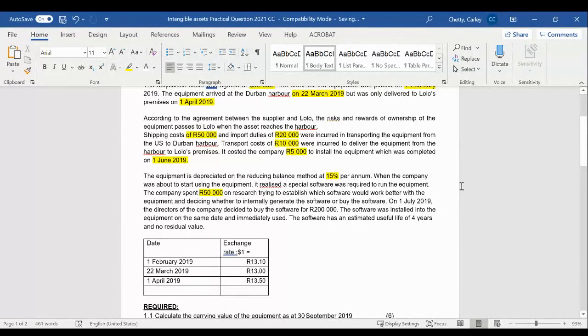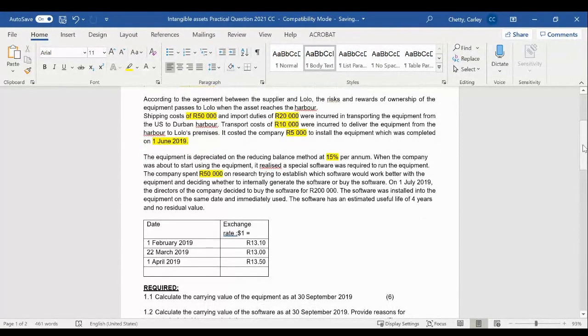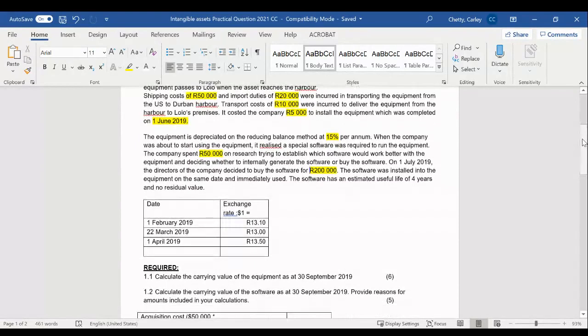On the 1st of July 2019, the directors of the company decided to buy the software for 200,000. The software was installed into the equipment on the same date and immediately used. The software has an estimated life of 4 years and there's no residual value.